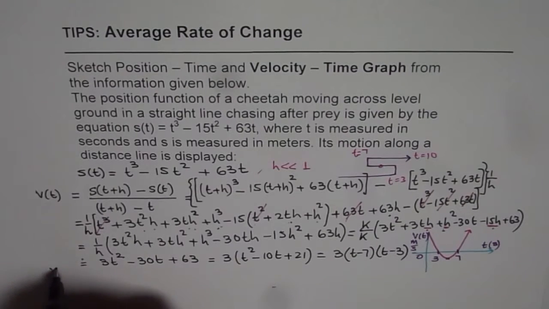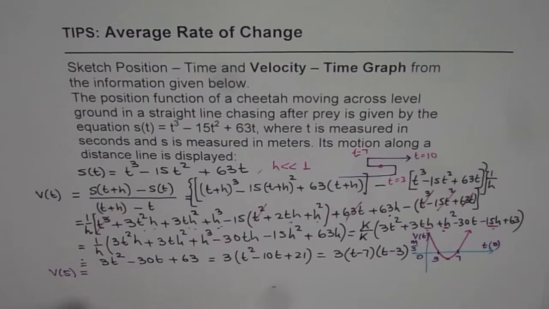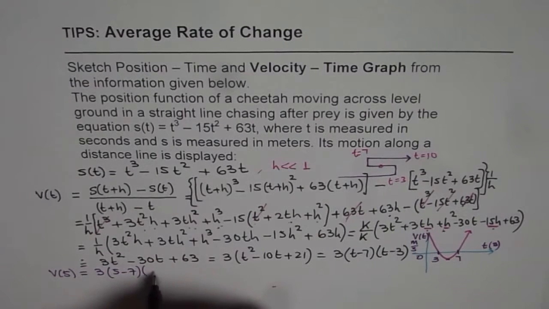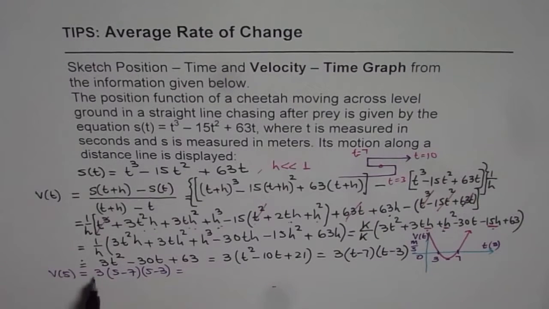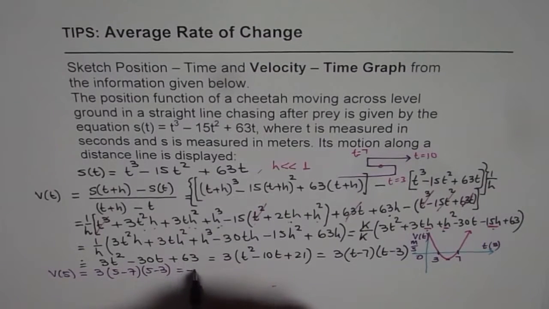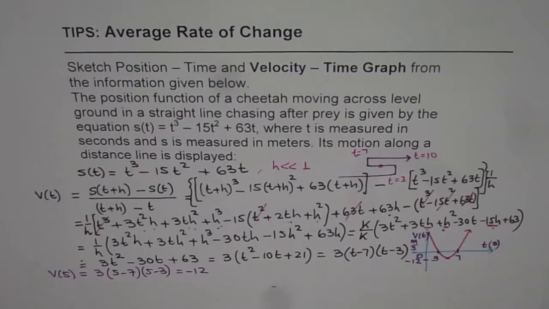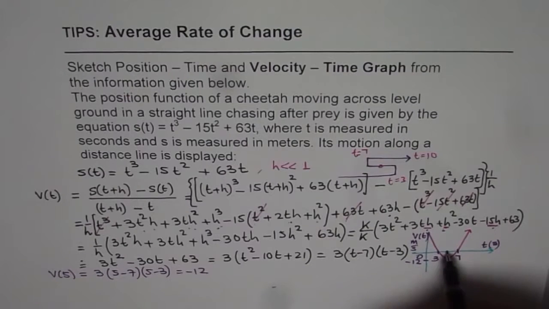So we can write v of 5 as equal to 3 times 5 minus 7 times 5 minus 3, which is 3 times minus 2 times 2, minus 4, 4 times 3 is minus 12. So this value is minus 12 for us. That's the minimum value, which is at t equals 5.